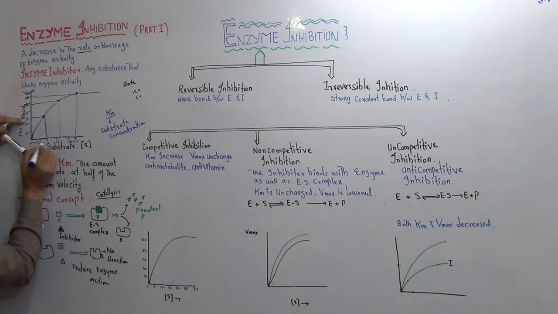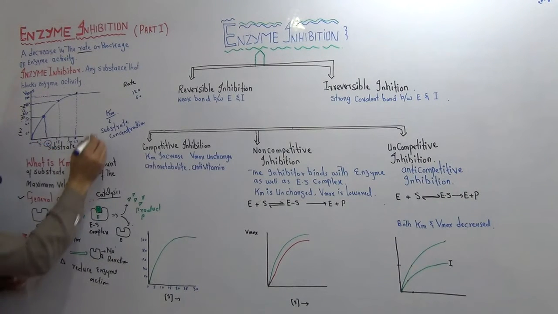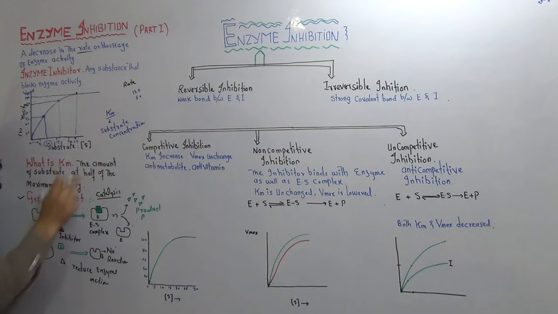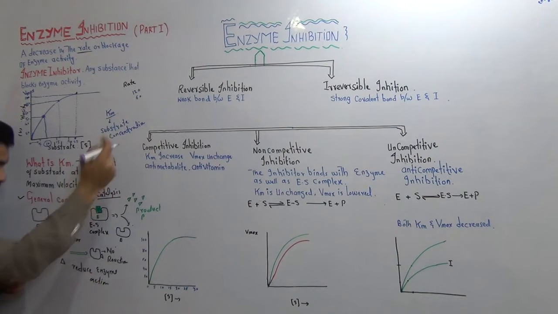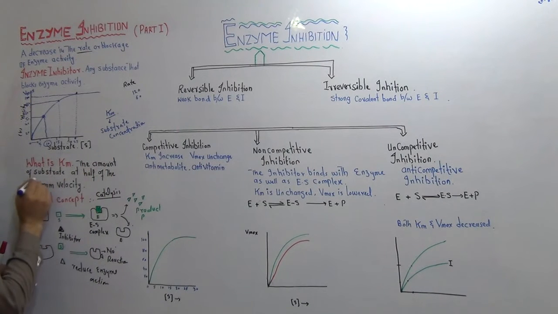At this speed, any concentration you get will be called the Km. So in this graph, 10 is our Km. How will you define Km? Km is the substrate concentration. Km is the amount of substrate at half of the maximum velocity. So you got this Km, and we got the idea of Km.